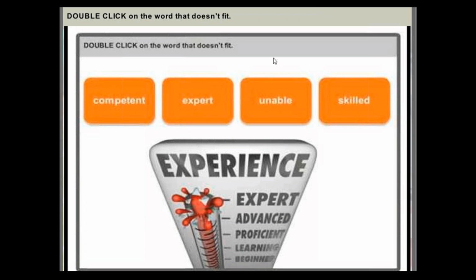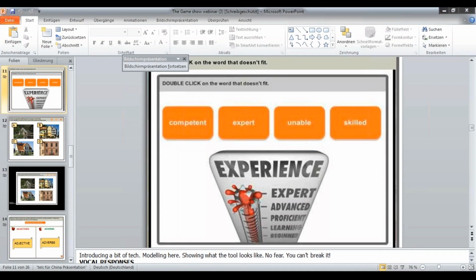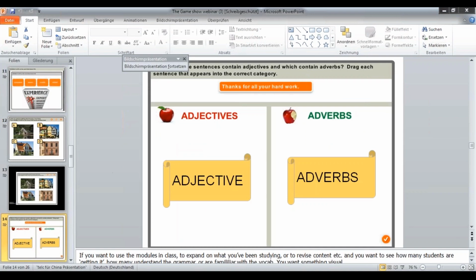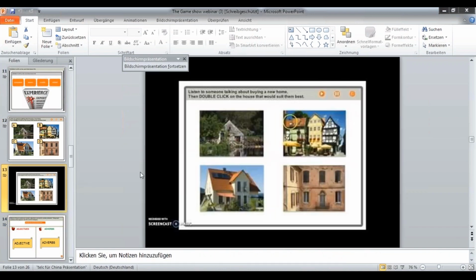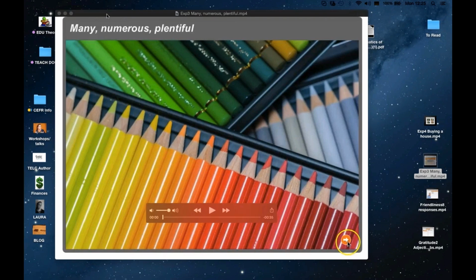For this one here, you're showing, like I said, what the tool looks like. There's no fear. You're showing them they can't break it. Nothing is going to go wrong. And for this, vocal responses was what I was thinking here. So what I'm doing here, this is just a little video that shows you a sample from this unit.